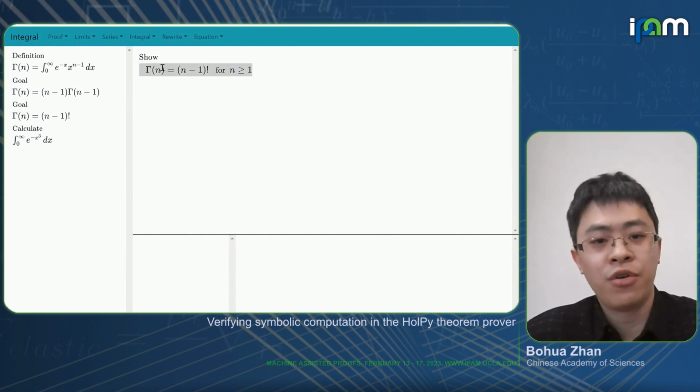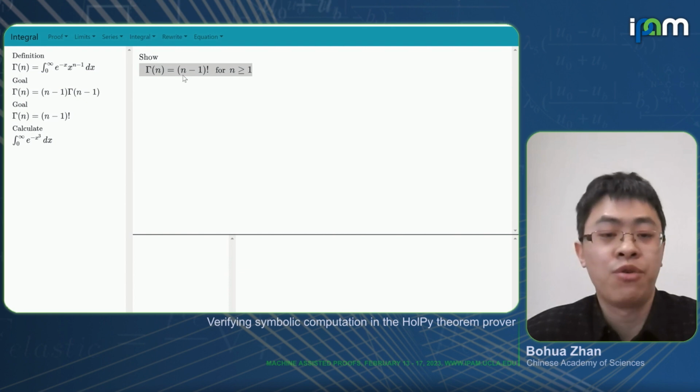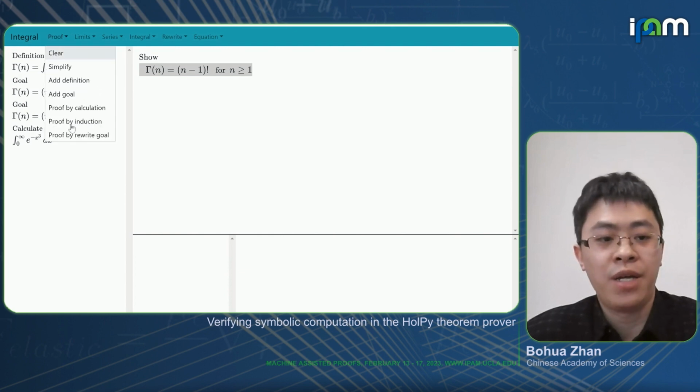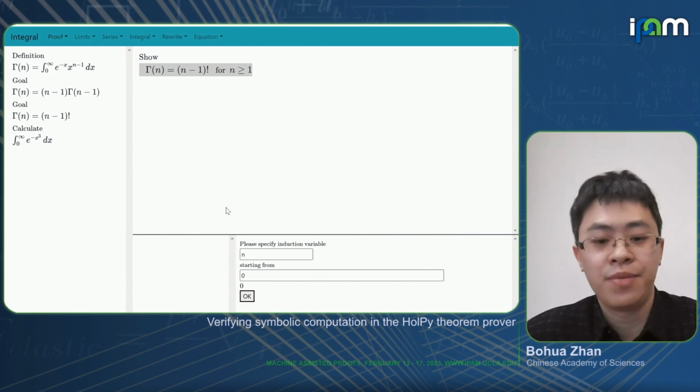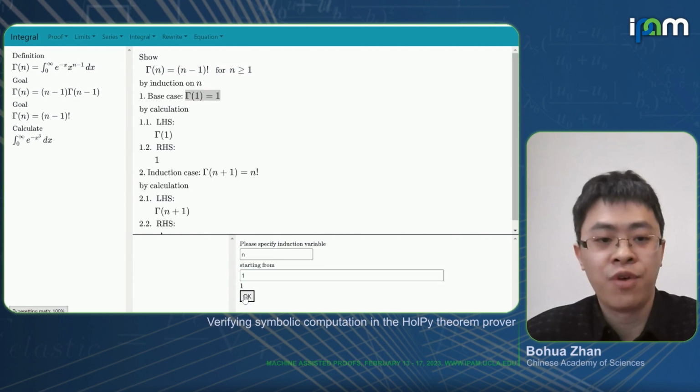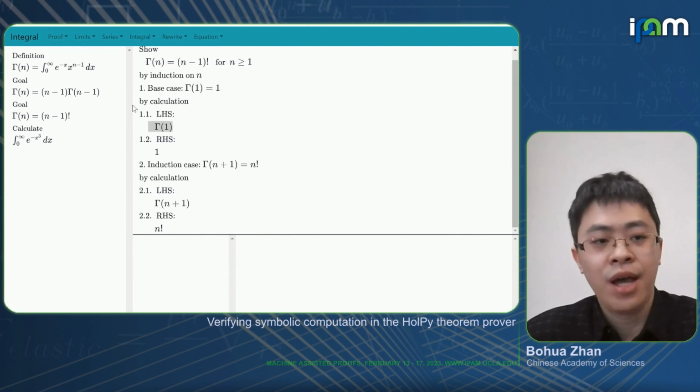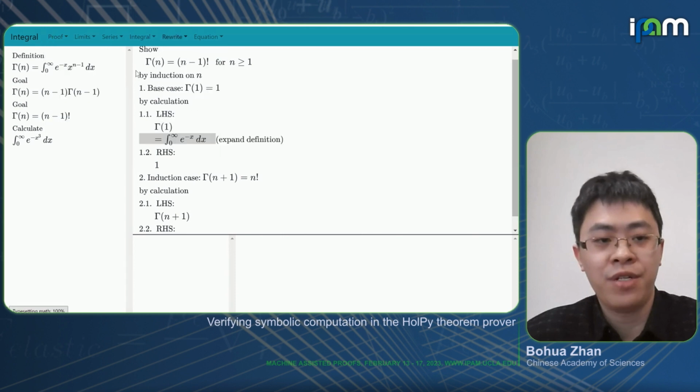Okay, and for showing this identity here, which I should add is only showing this quantity for natural numbers greater than or equal to 1, we could apply the proof by induction. And the system allows us to specify the induction variable and starting from 1. And then for the base case here, we would expand the definition.